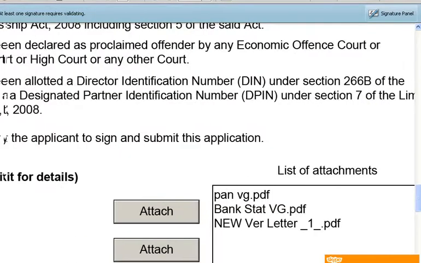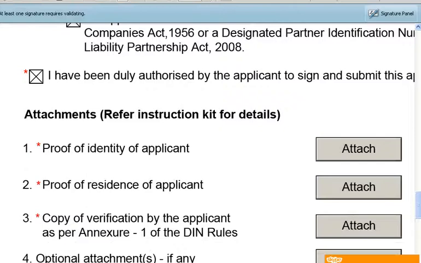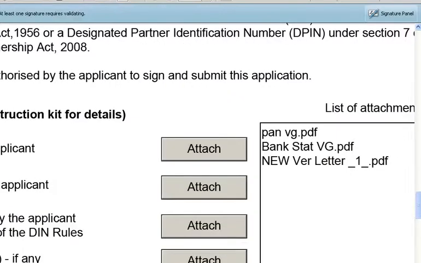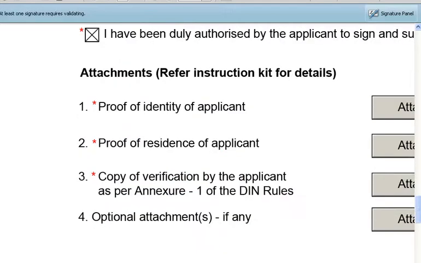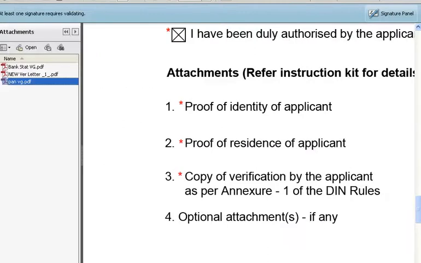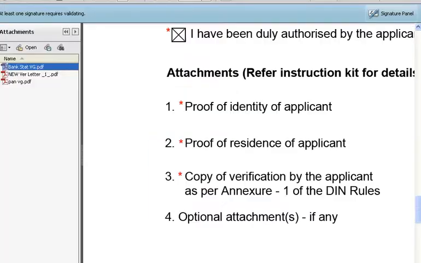Thereafter we need to attach documents. Documents include proof of identity and proof of residence, two important documents. These documents are there in the attachment. For proof of address, in this case this person is an Indian national, so we have given a bank account statement as proof of address, which is signed by the applicant. It needs to be self-attested.